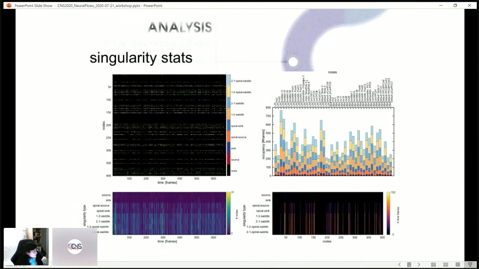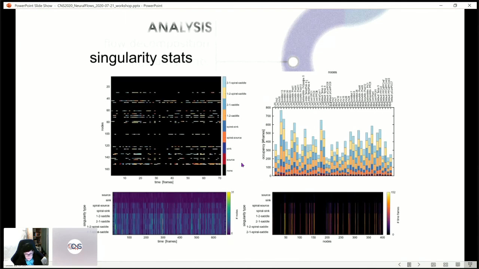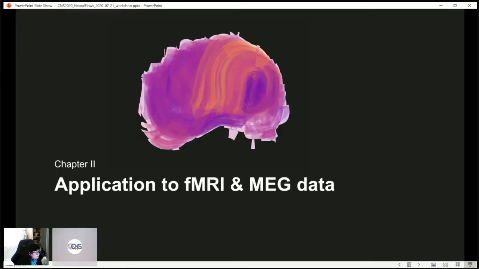We provide some singularity statistics as well, so you can track this with respect to your regions of interest and with respect to time. And you can see as well which nodes actually are the most active in terms of becoming these kind of anchor points or structural equilibria of the brain. Here you have a zoomed version of this picture.